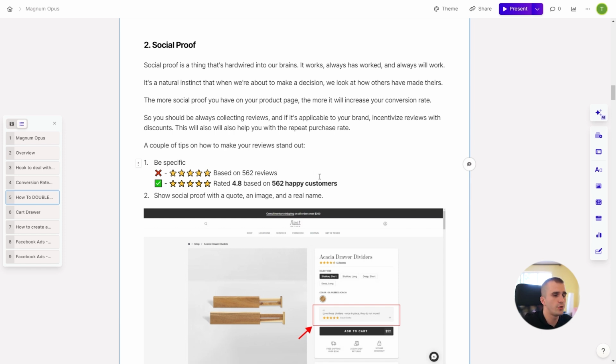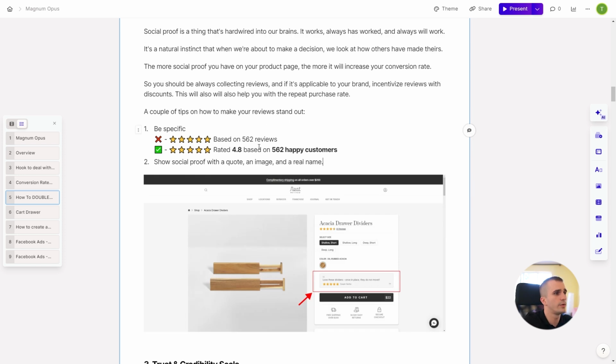So for that reason, you should always state your reviews as specifically as possible, because all these numbers will make you more credible. A good approach, if you have this widget with the reviews, is to say rated 4.8 based on how many happy customers. And you always want to use powerful words like happy, because they bring more of these happy emotions. If you make your customers feel happy and feel better, that's when you will persuade them more easily to buy from you.